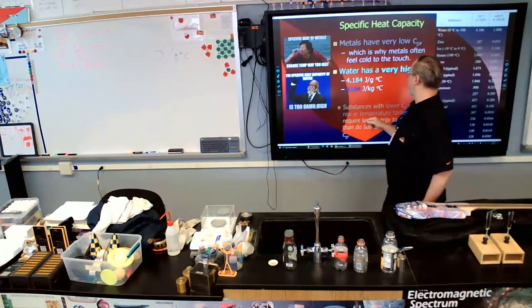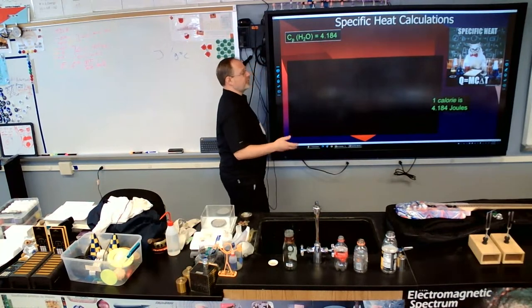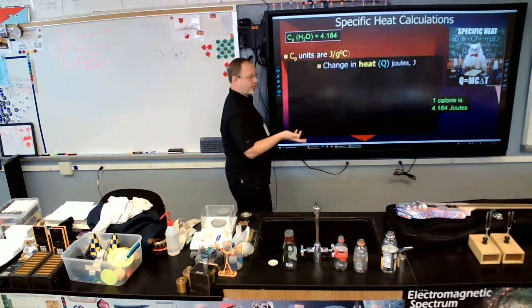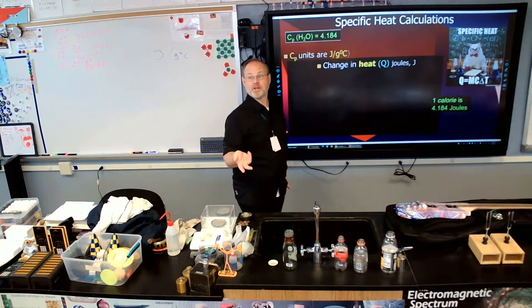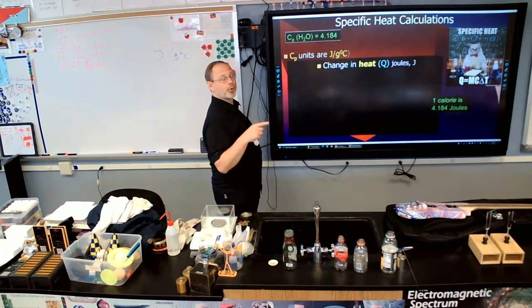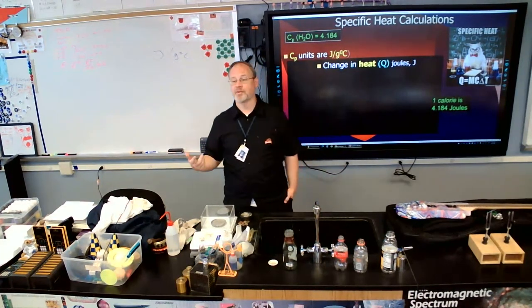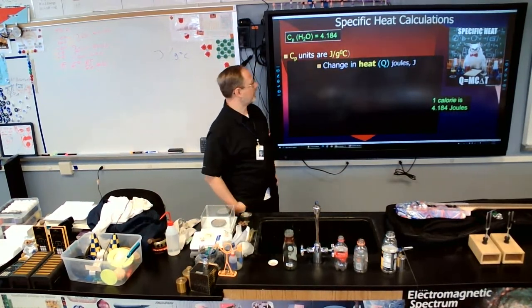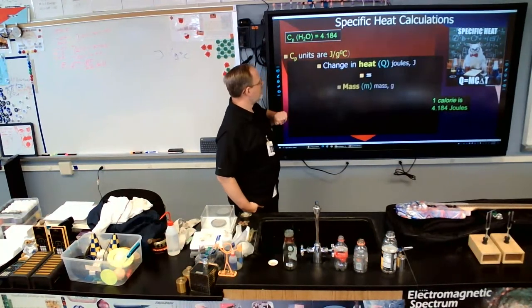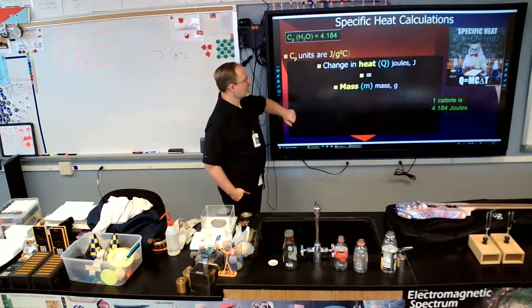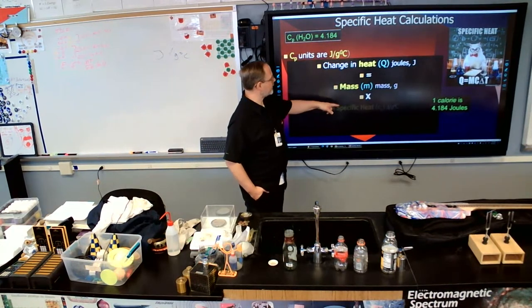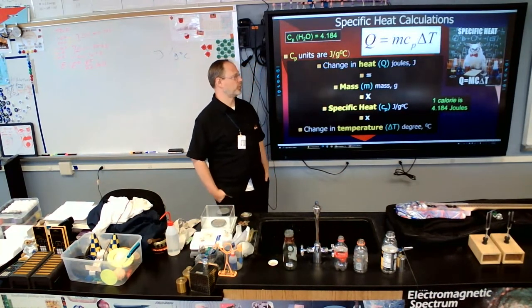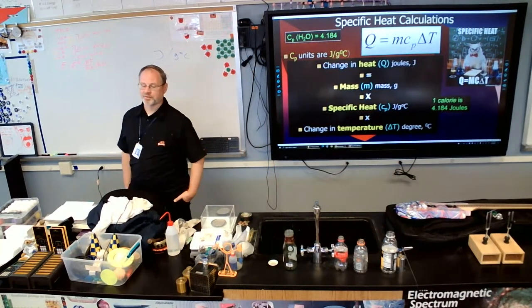Okay, now let's do some math. So if we're going to increase the temperature of matter, the mass plays a role. The more matter you have, the more heat you're going to need. The variable we're going to use for heat into a process or out of a process is Q. So Q is equal to the mass of the stuff we want to raise the temperature of, its specific heat, the larger the specific heat, the more heat we're going to need, and then multiplied by how much of a temperature change we're looking for. So the formula is Q equals MC delta T.